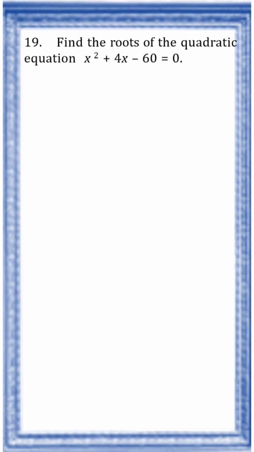Now find the roots of the quadratic equation x square plus 4x minus 60 is equal to 0.